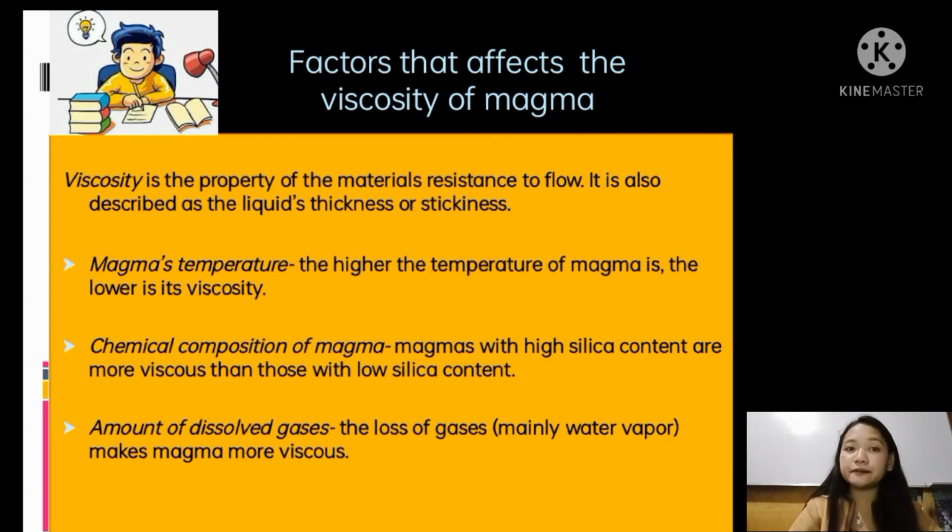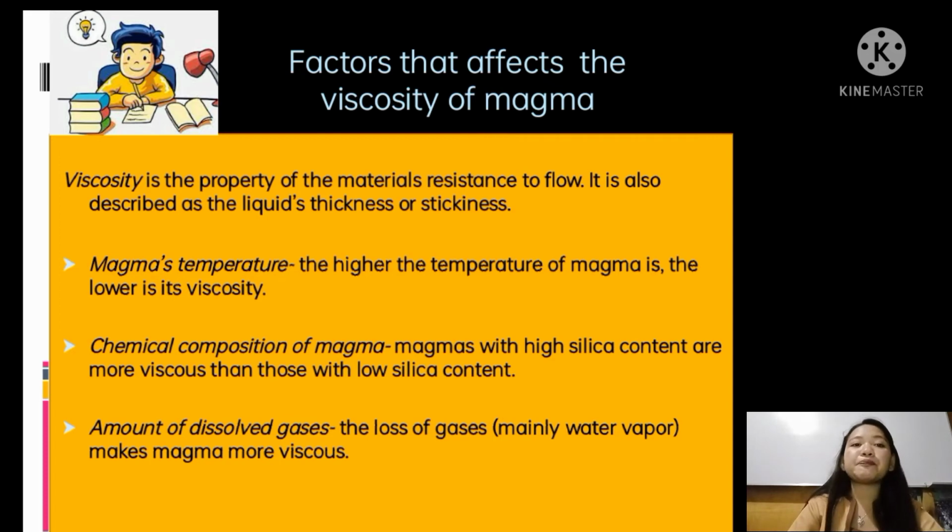Are you following? Okay, very good. Now, the third one is the amount of dissolved gases. The loss of gases, mainly the water vapor, makes magma more viscous. Those lava with a high amount of dissolved gases tend to be less viscous. Did you understand, class? Any questions?